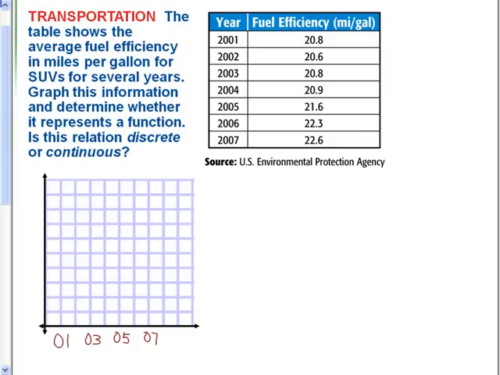Then on my y-axis, I'm going to start at 20 and go up by halves. Now we go ahead and just make a scatter plot by putting points. So at 2001, I go up to 20.8, and so on.